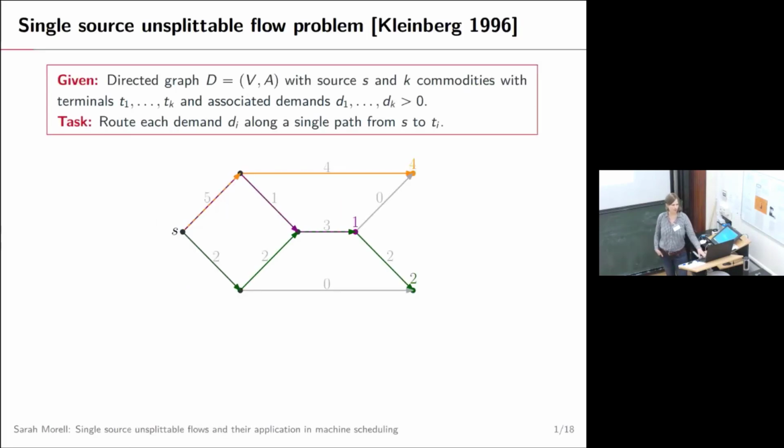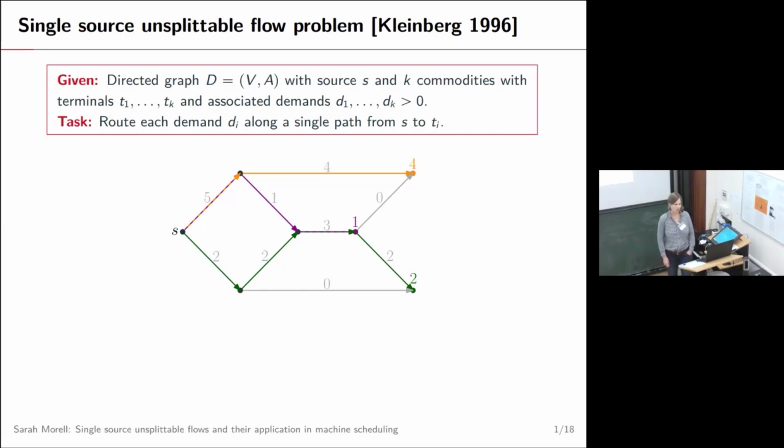Okay, so let's start with single-source unsplittable flows. This problem was introduced by Kleinberg in '96. We are given a directed graph D with a vertex set V and an arc set A. Now we are given a single source S and K commodities, and each commodity consists of a terminal Ti and a positive demand Di. Now the task is to route each demand unsplittably.